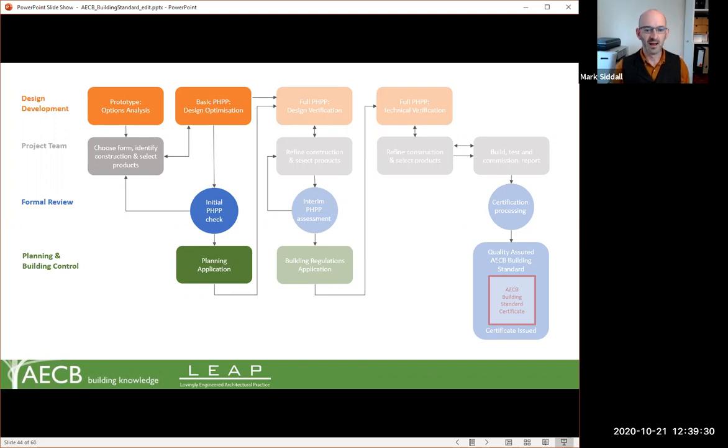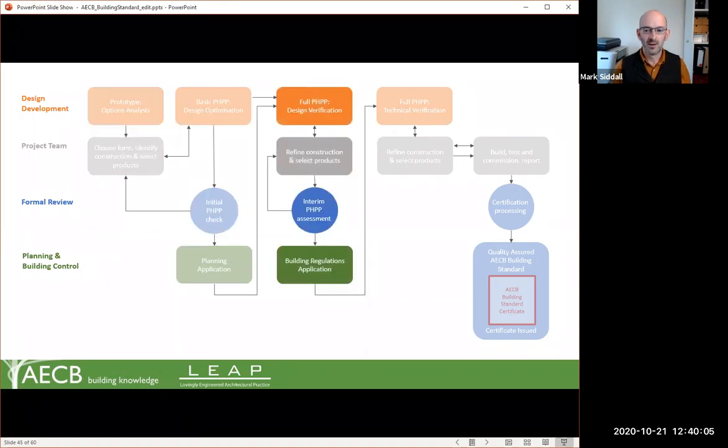Then thinking about the construction methodologies that are going to be used and selecting the right kinds of products in the general form, feeding that into the PHPP to optimize the design and refine things a little bit further, and then undertaking an initial PHPP design check at least once before the planning application. Normally, I personally would expect this to be an iterative process, and as you're helping to inform and refine the design, you'd build the main model and then tweak it in the process before the planning application.